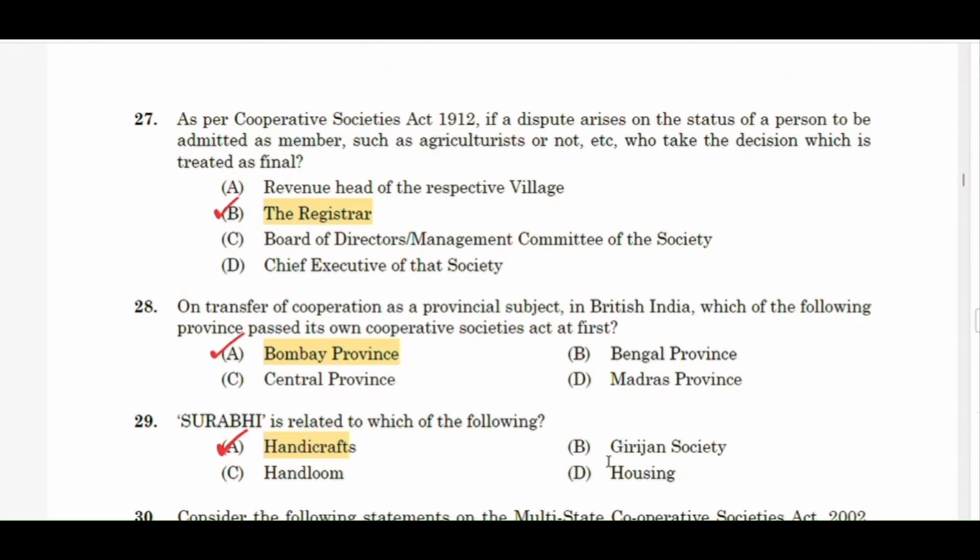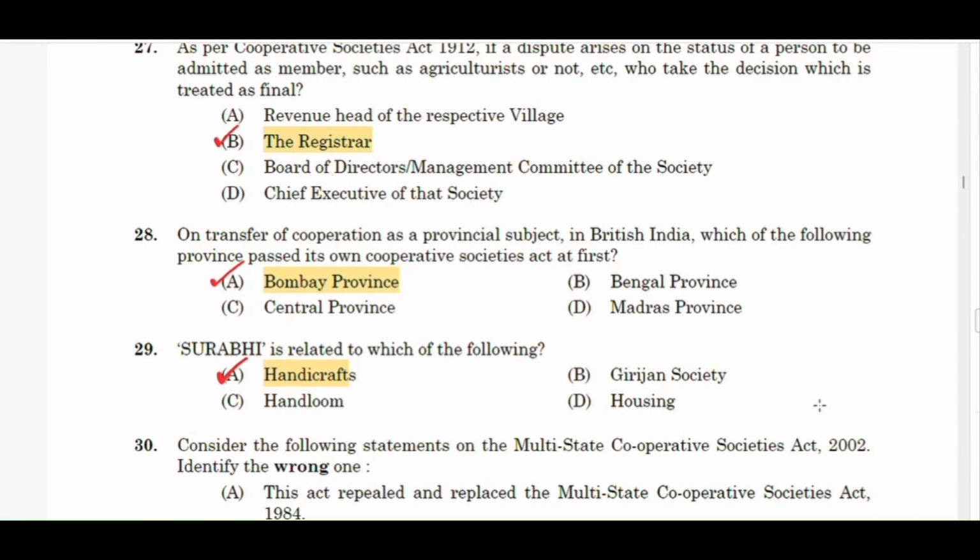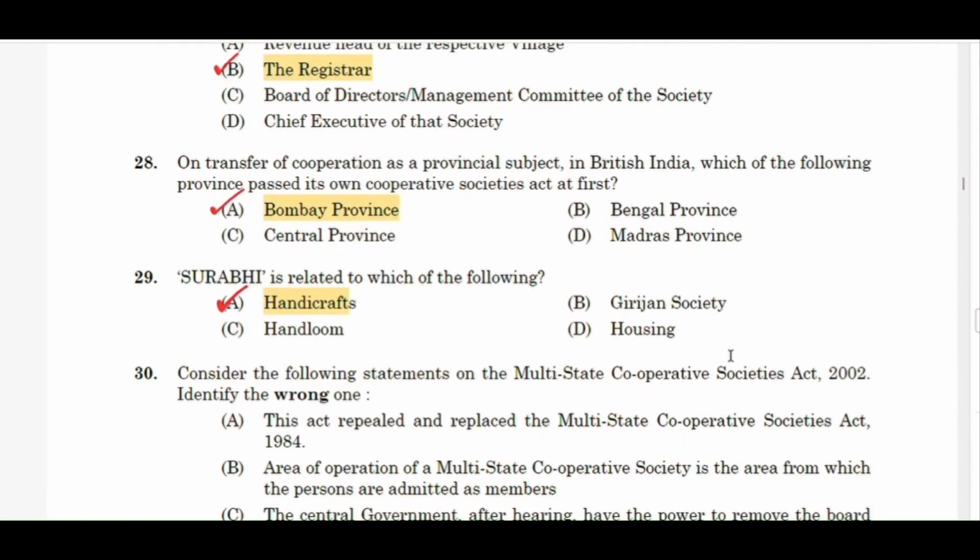As per Cooperative Societies Act 1912, if a dispute arises on the status of a person to be admitted as member, such as agriculturalists or not, etc., who take the decision which is treated as final? The answer is option B, the registrar. On transfer of corporation as a provisional subject in British India, which of the following province passed its own Cooperative Societies Act at first? The answer is option A, Bombay province.